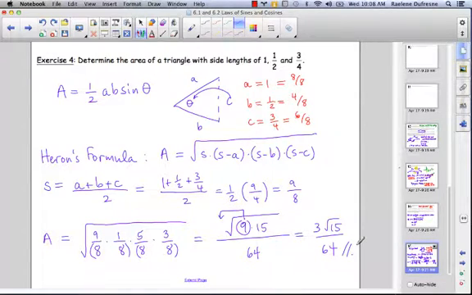Well, that completes 6.1 and 6.2, the law of sines and the law of cosines. Please make sure that you have completed the handout and prepared a list of clarifying questions about the lecture.